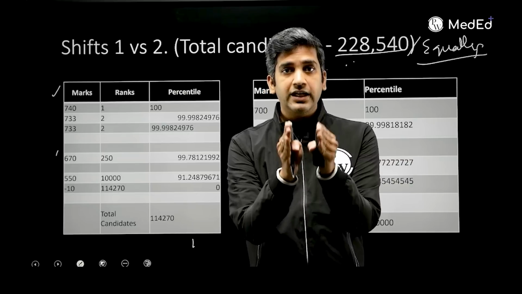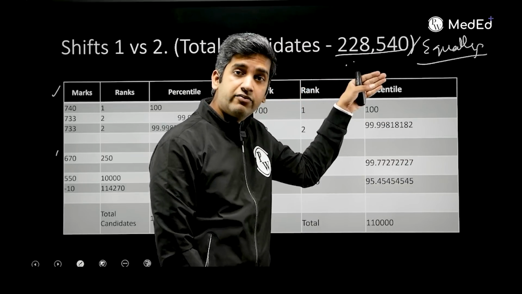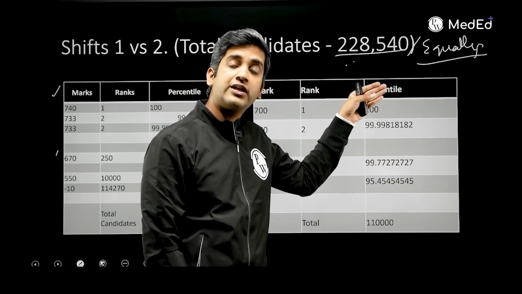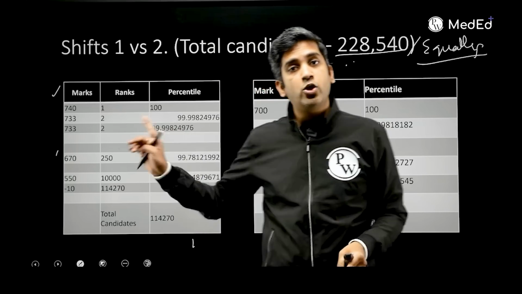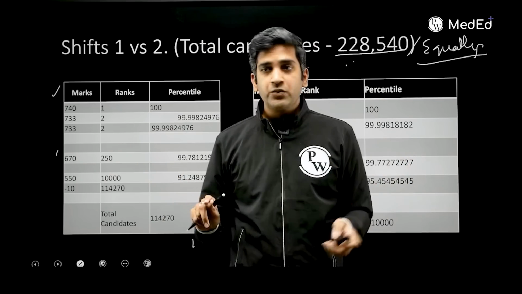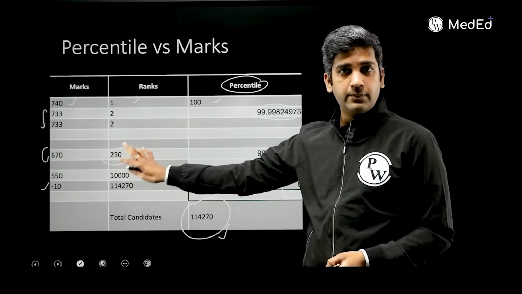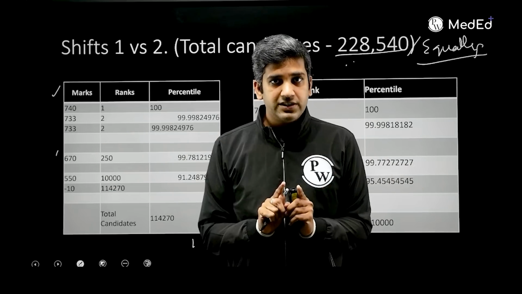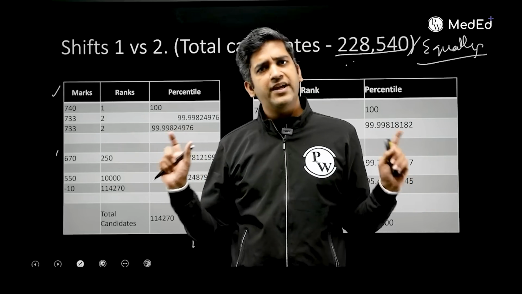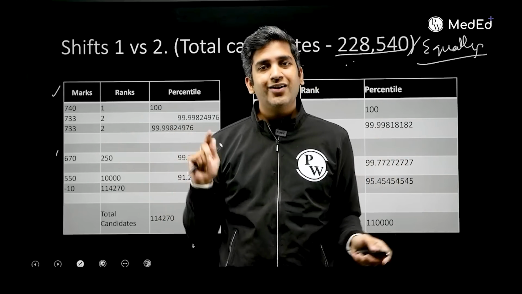Your shift percentile is calculated only based on the marks of the candidates who wrote in your shift and not in this shift, right? So I hope it's clear. First we knew about what is the percentile system. Then we knew about the comparison of the percentile system based on the shifts, based on the difficulty levels, it will alter. Now let's go to the third part.